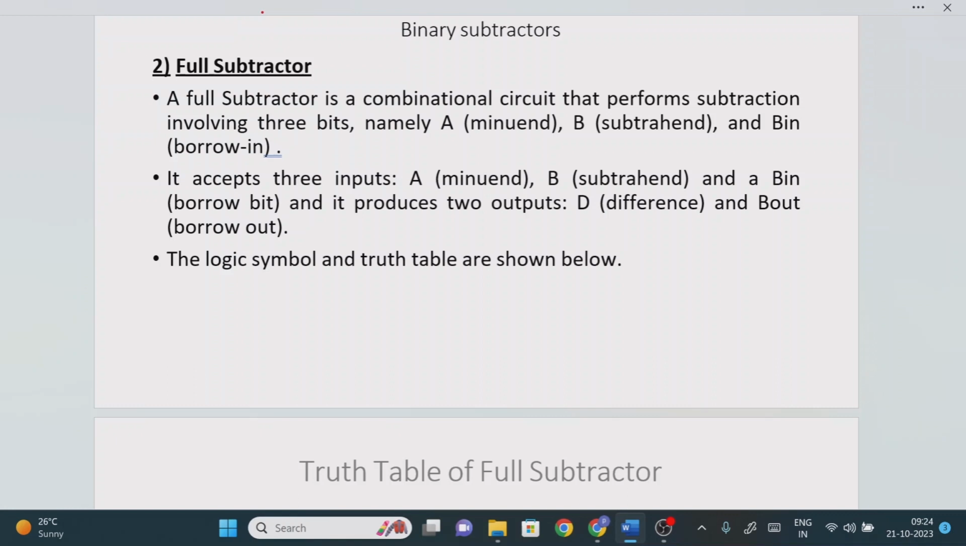So what is the first step? We need to identify the requirement. What is the requirement? How many inputs are required? 3 inputs: one is A, another is B, and another one is the borrow in. We will be getting two outputs: one is the difference, another one is the borrow. After identifying the requirement, the next step is that we need to draw the truth table representation.